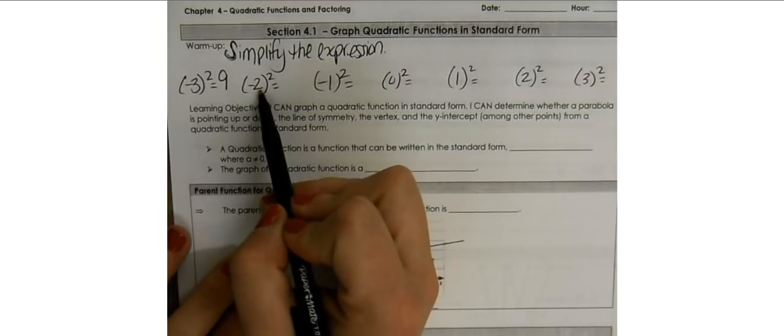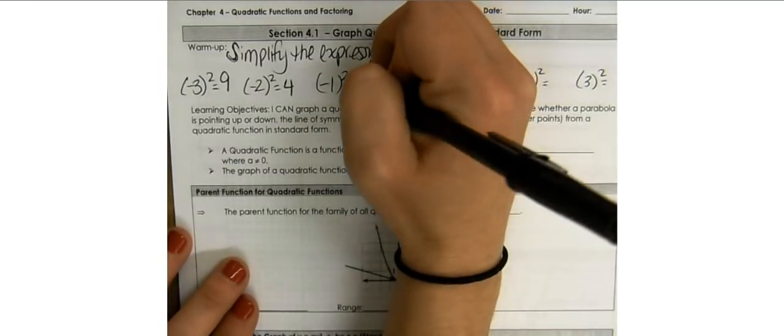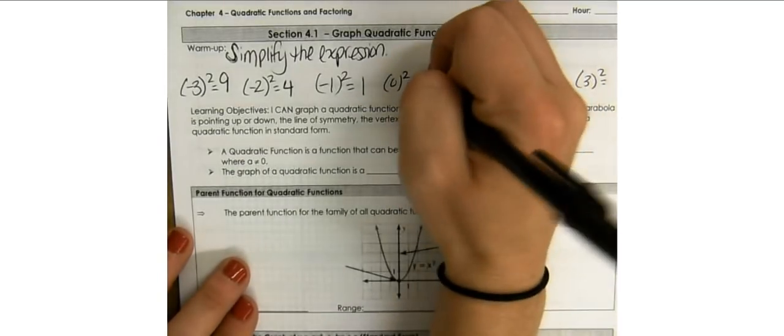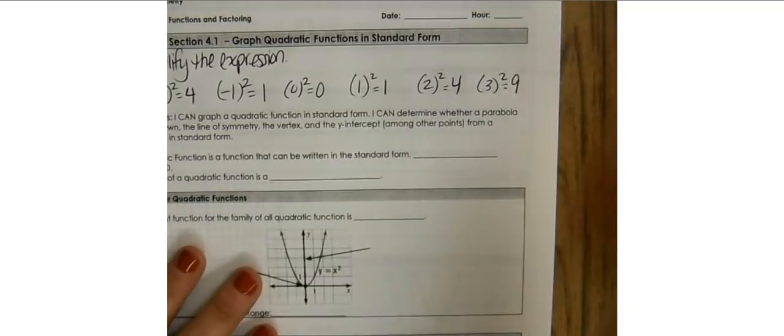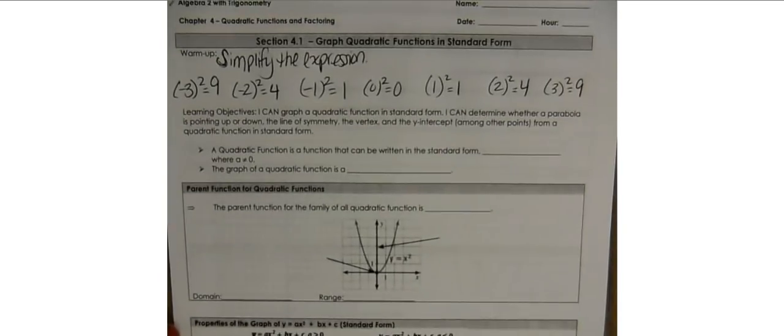So -2 times -2 is +4. -1 times -1 is +1. 0 squared is 0. 1 squared is 1. 2 squared is 4. And 3 squared is 9. So hopefully you got all of those values correct, because what we just created here is essentially the table for the parent function of a quadratic. And that's what this lesson is all about.